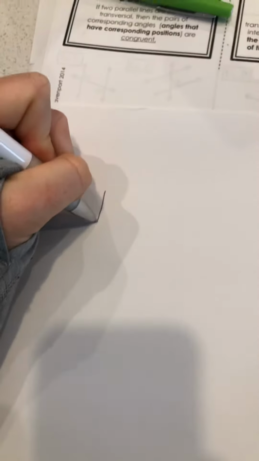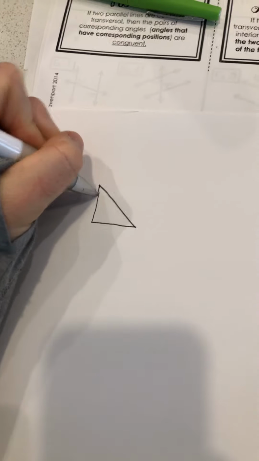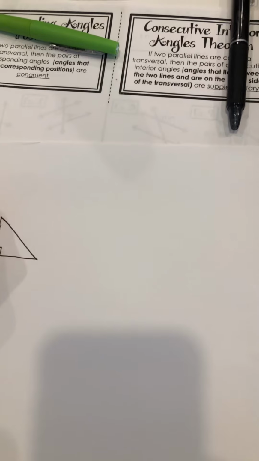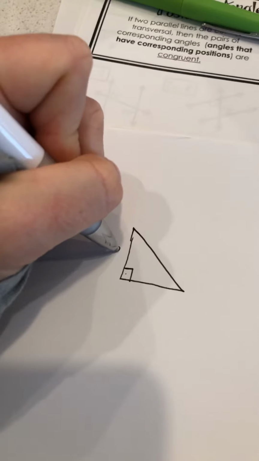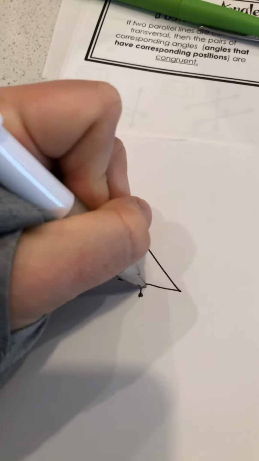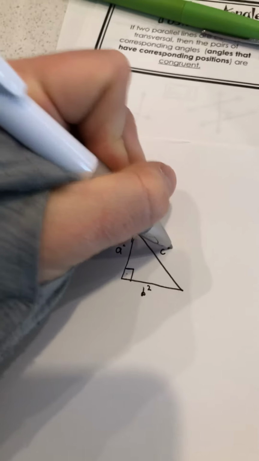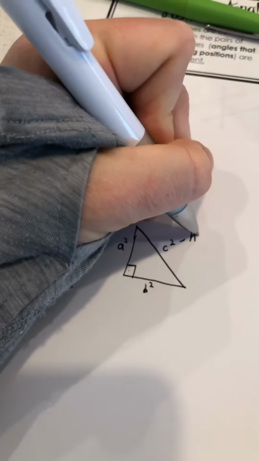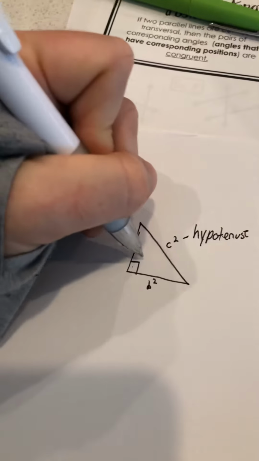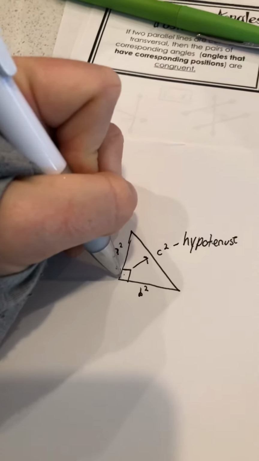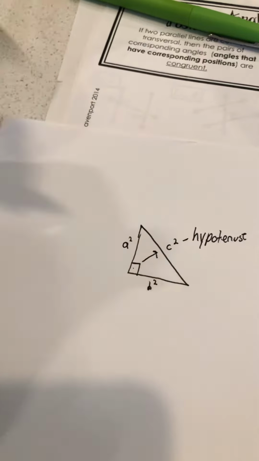So the Pythagorean Theorem is always done with a right triangle. So I'm going to draw a little right triangle here. That means this angle has to be 90 degrees. It only works when we have a 90-degree angle. What it states is that our two sides, when we square them, equal the third side squared. The third side is always the hypotenuse, and it's always opposite our right angle.